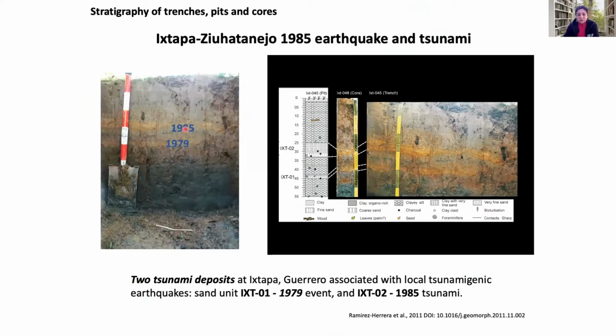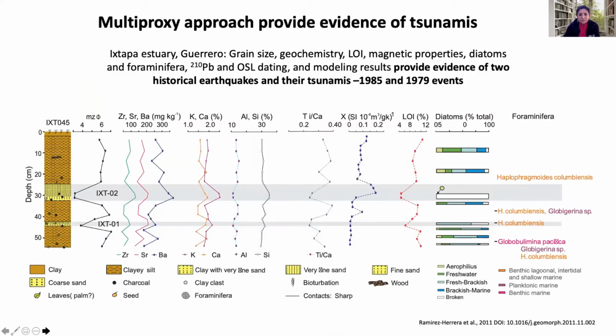We dated this with lead 210, and indeed they are the events that match the 1985 magnitude 8.1 earthquake and the tsunami, and a previous event that happened in 1979. And this is in Guerrero. We use multiple proxies because I will talk about the challenges working in the tropics. Here we use grain size, geochemical proxies, and microfossils to determine the marine source for these 2 events.